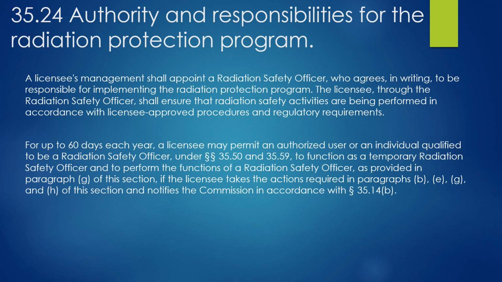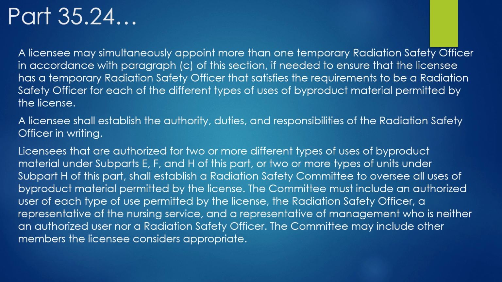A licensee's management shall appoint a radiation safety officer who agrees in writing. And then for up to 60 days each year, a licensee could permit an authorized user or an individual qualified to be an RSO to function as a temporary RSO. So if the RSO goes on vacation, then they can have someone fill in for them. A licensee may simultaneously appoint more than one temporary radiation safety officer, and a licensee shall establish the authority, duties, and responsibilities of the RSO in writing.